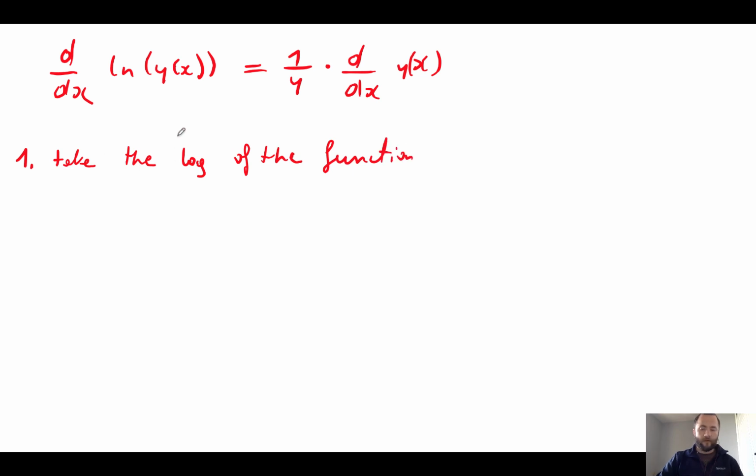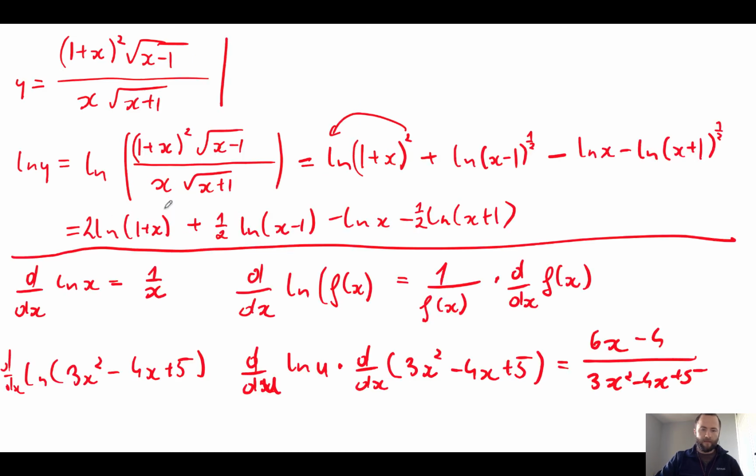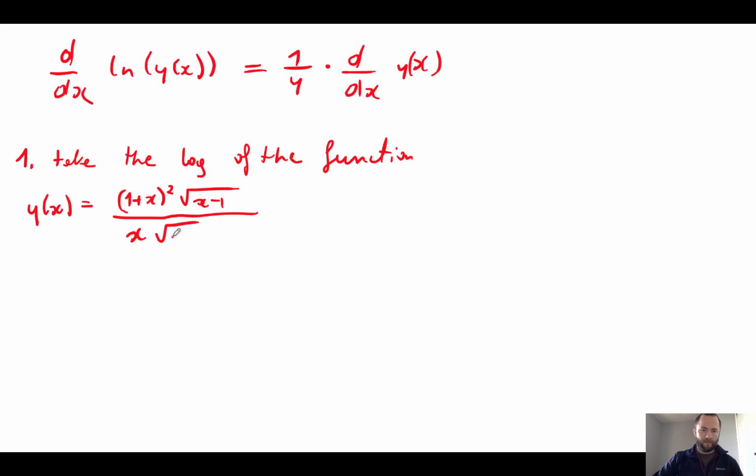Take the log of the function. What that means is that if I have a function, again, I'm going to rewrite this, y of x equals (1 plus x) squared by square root of x minus 1, and below the line I have x by x plus 1. Actually, I'm going to change it into plus 2, just so that it's not simplifiable. So now you can see that I can't simplify this.